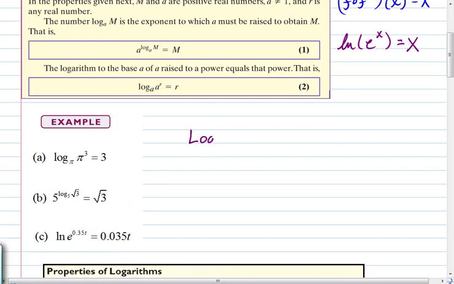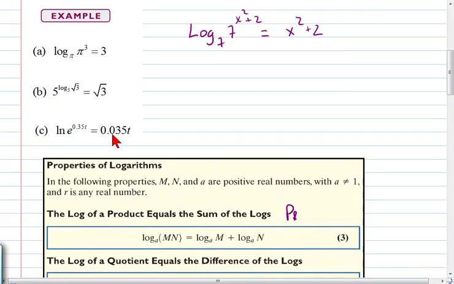If we had log base 7 of 7 raised to the x squared plus 2, what would this be equal to? So you've got it. That's a typo.